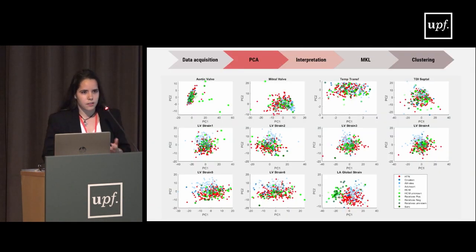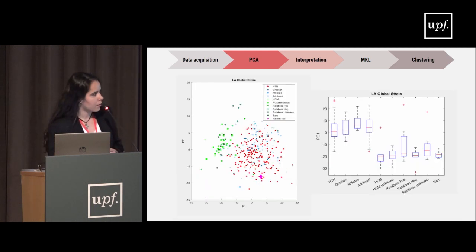The first step we did was to apply PCA algorithms to our different features. In this image, you can see the patients plotted with respect to the first two principal components of each one of the features. Visually, you can see that in the bottom right plot the classes can be more distinguished, and so the left atrial global strain is more discriminative.